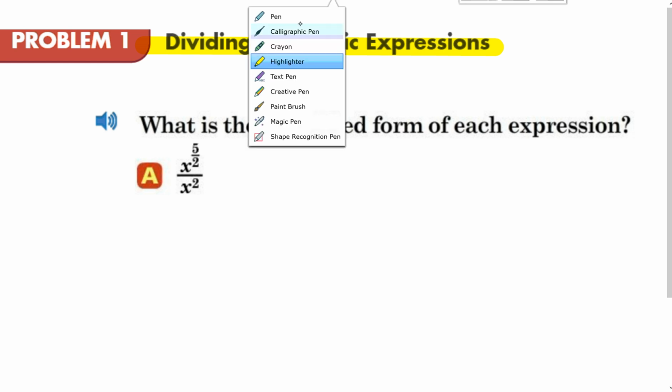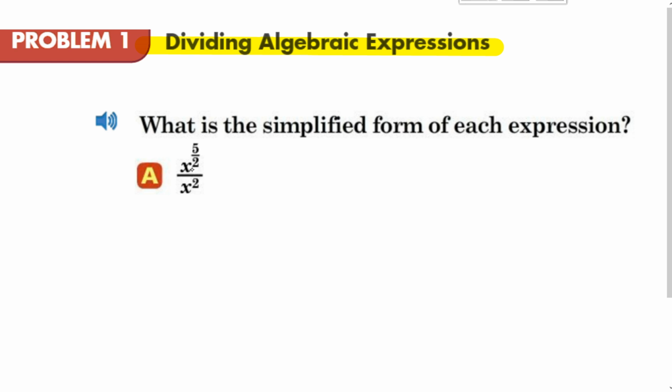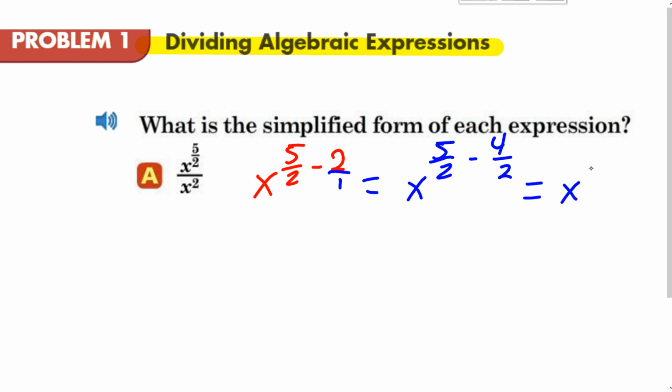And so here we go. We are dividing, and we do have the same base. Again, it has to be the same base. We're dividing, so we can go ahead and subtract those exponents. These exponents don't have the same denominator, but I can get to a common denominator because that really is 2 over 1. So I can multiply top and bottom by 2, so that'd be 4 over 2. And now I have a common denominator, so I can subtract and I get 1/2. And so there's my answer. Go ahead and highlight that.